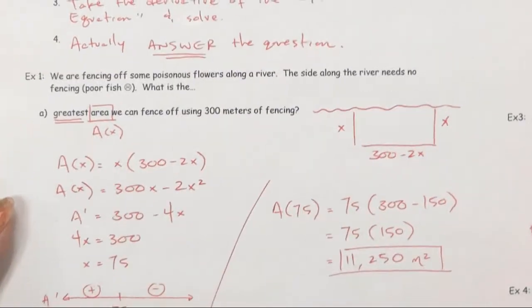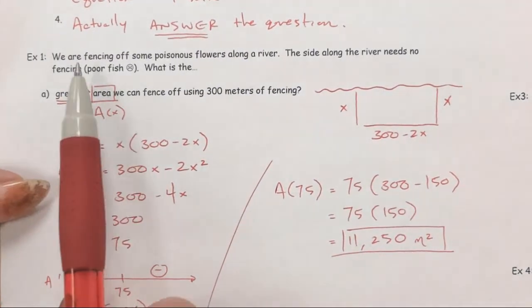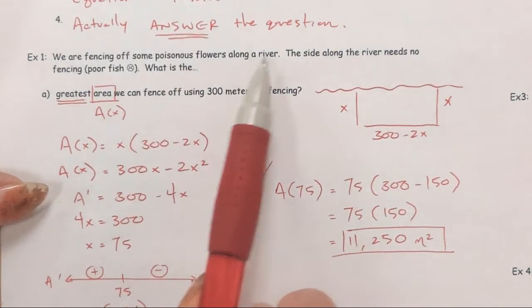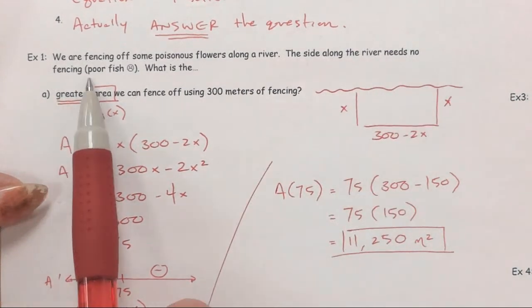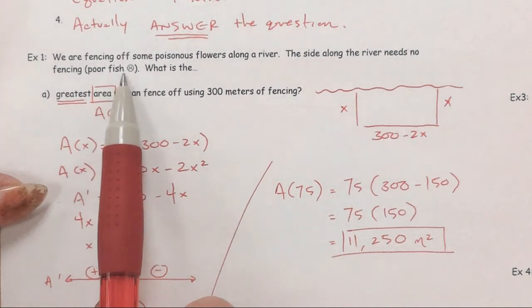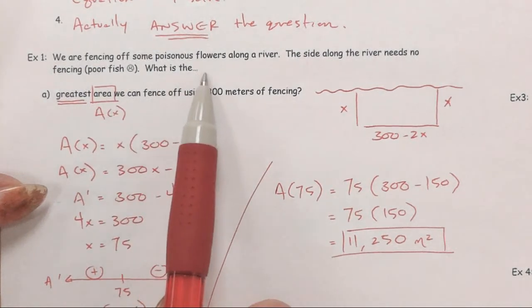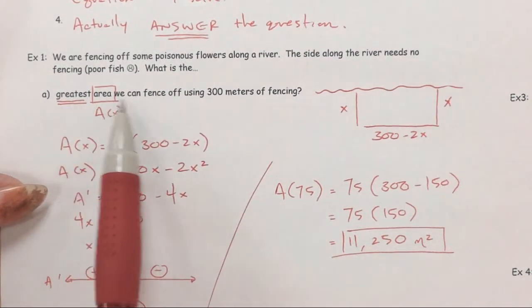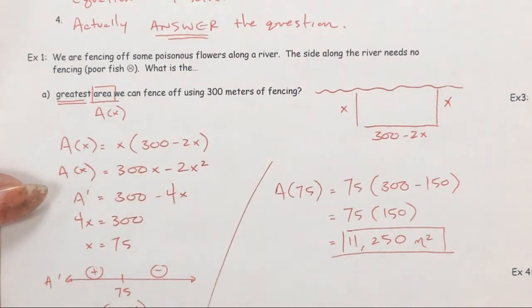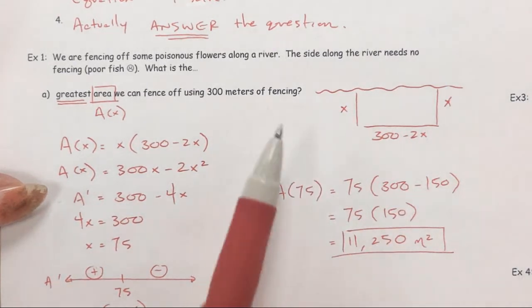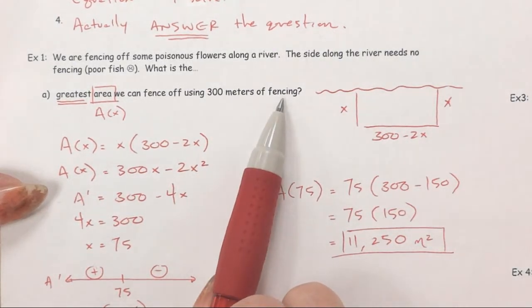Okay, example 1. So you're fencing off some poisonous flowers along a river. The side along the river needs no fencing, so whatever for the fish. What is the greatest area we can fence off using 300 meters of fencing? So we've seen this kind of problem before, but we're doing it a different way, okay? So you saw it before in Algebra 2 and Pre-Calculus.